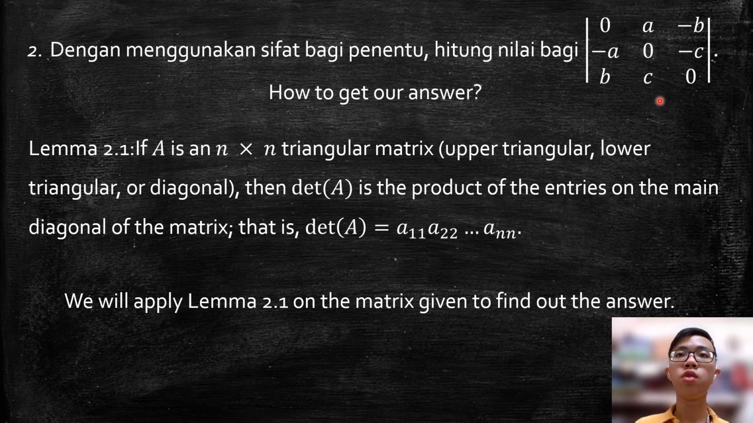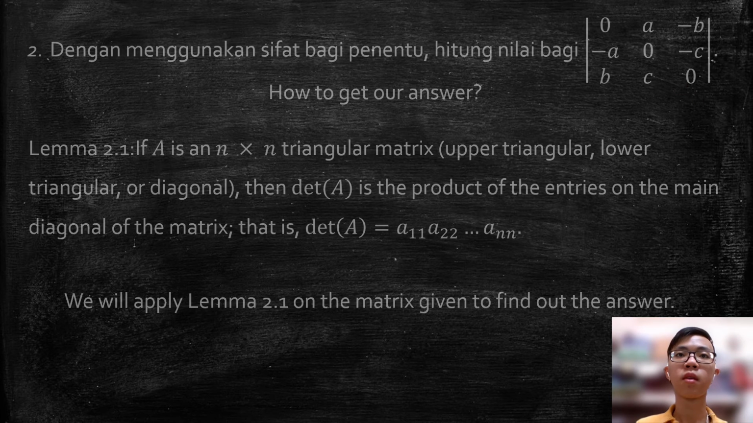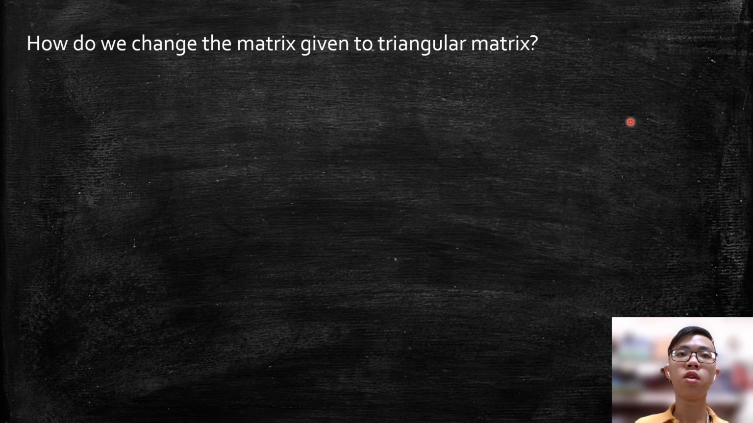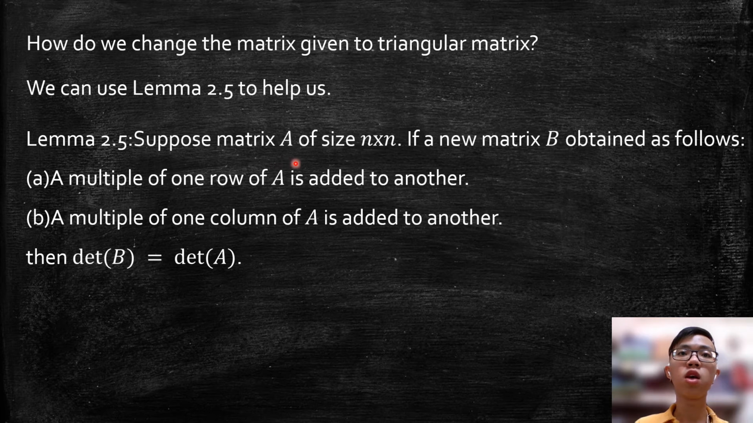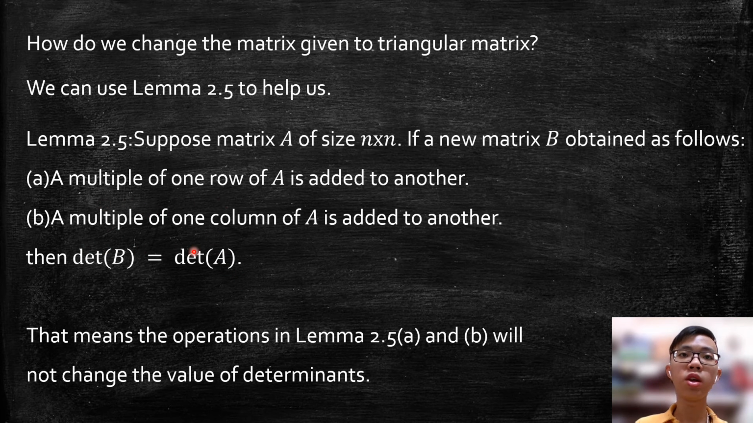But before we apply lemma 2.1 on this matrix, we have to change this matrix to a triangular matrix. So how to change it? We can use lemma 2.5 in our nota. So suppose matrix A of size n times n, if a new matrix B obtained as follows. A multiple of one row or one column of A is added to another, then determinant of B is equals to determinant of A. So that means these two operations will not change the value of determinants.